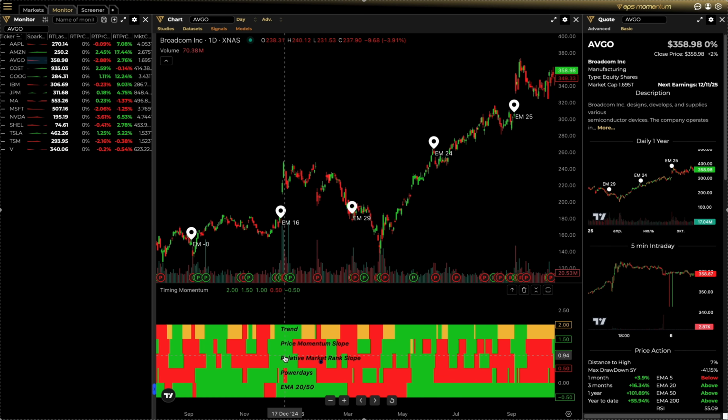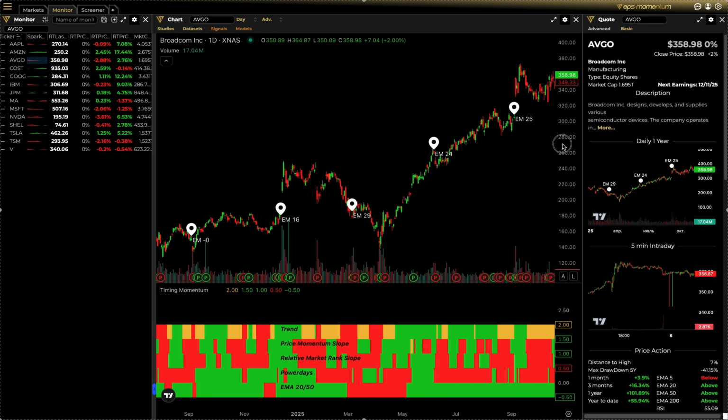Next, we look at the relative market rank. This is a percentile ranking from 0 to 100 that compares each stock to the broader market over 4 time periods: the past month, the past 3 months, the past 6 months, and the past year.